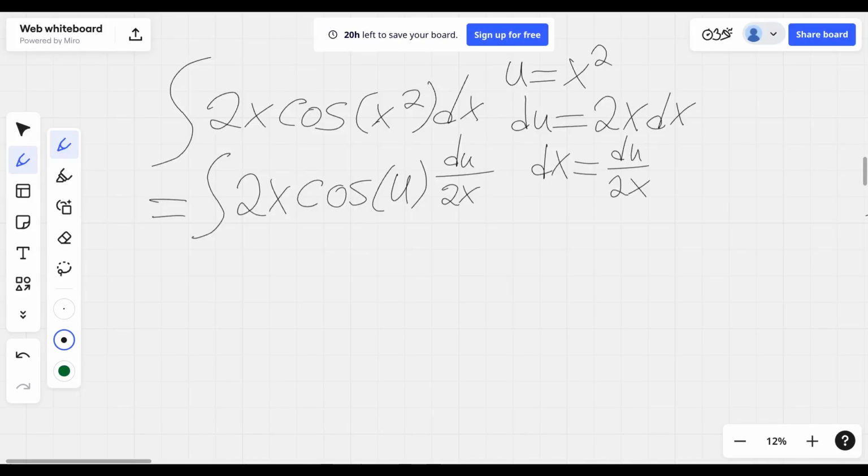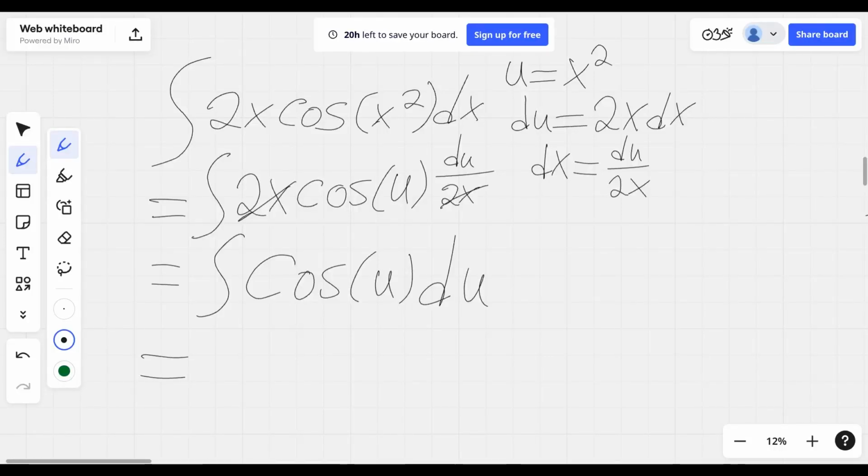So now we're going to continue solving this. Now we see that our 2x cancels out with another 2x, so we're left with cosine of U dU. So now we just have to take the integral of cosine of U. To do that, what's the function whose derivative makes cosine? Sine makes cosine. So the integral of cosine of U is sine of U.